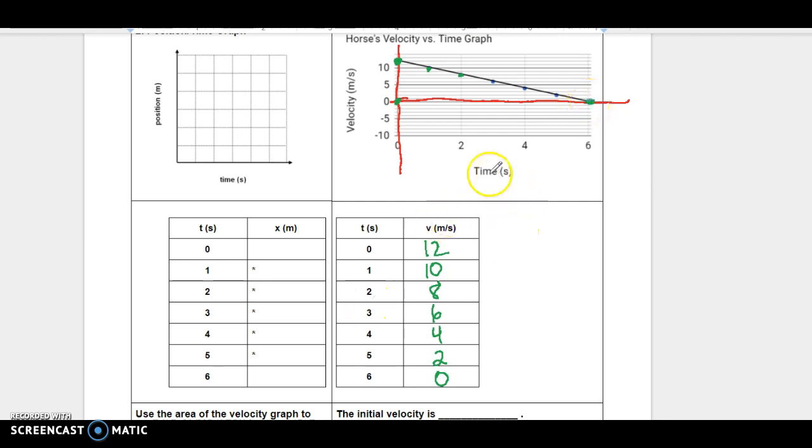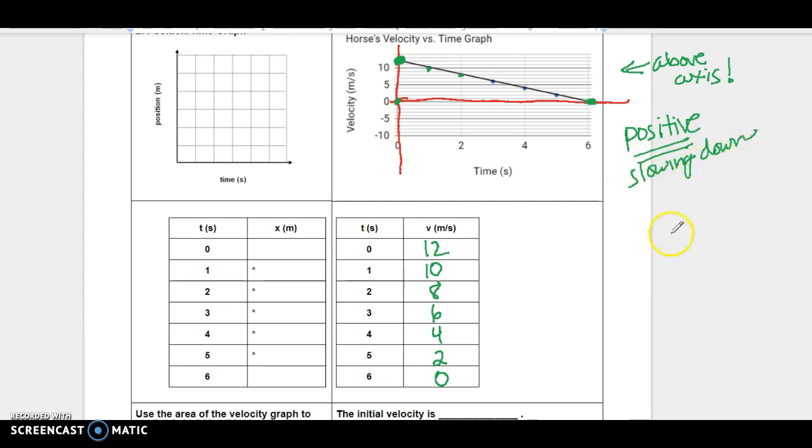All right, so what direction is the horse moving in this graph? Positive. Positive direction because it's above the x-axis. That means he's moving in a positive direction, okay? He's also slowing down because he's going from a velocity of 12 meters per second to a velocity of 0 meters per second. So that means he's positive direction and he's also slowing down, okay?